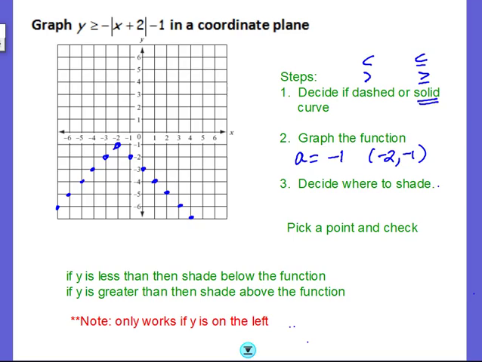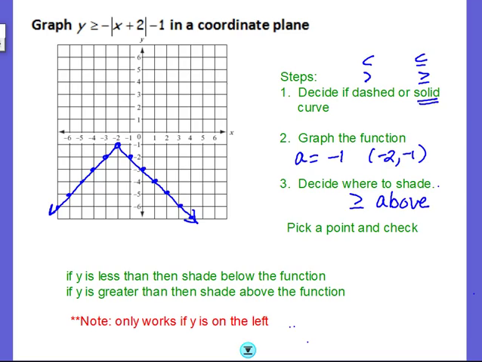Alright, we're solid, so we're going to connect our points. And now we have left to decide where to shade. So as long as the y is on the left-hand side, if y is less than, we're going to shade below the function. And if y is greater than, we're going to shade above the function. Alright, we're greater than, so we're going to shade above.